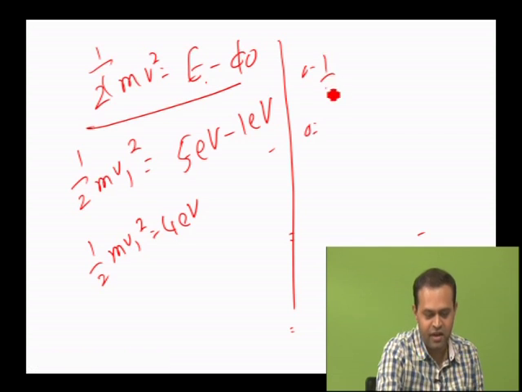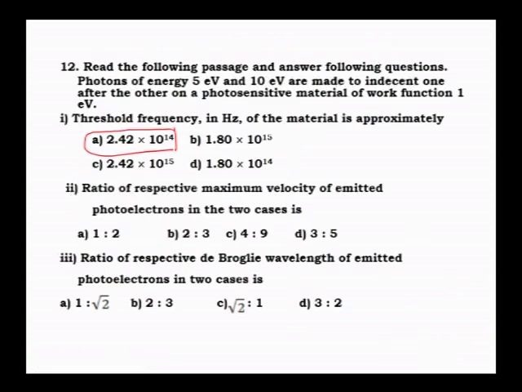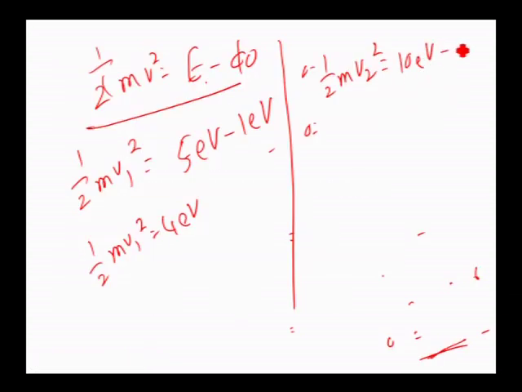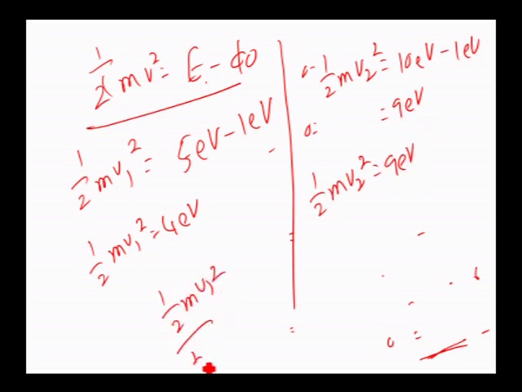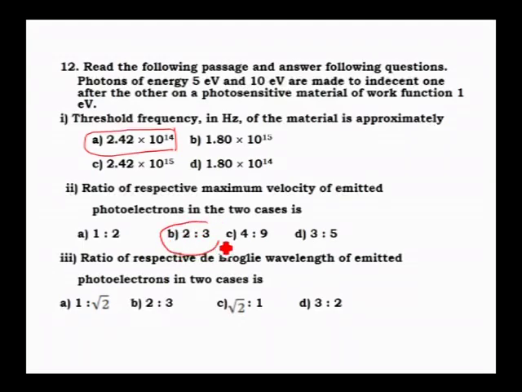Similarly, second case. Again half into m into v2 square is equal to energy 10 electron volt, therefore it is 10 electron volt minus 1 electron volt, that is equal to 9 electron volt. Now take the ratio half into m into v1 square divided by half into m into v2 square, that is equal to 4 electron volt divided by 9 electron volt. EV cancels, half and m also cancel, which implies taking root, v1 by v2 is equal to root of 4 to root of 9, that is 2 by 3, therefore answer is 2:3. Okay, 2:3 is the second option.